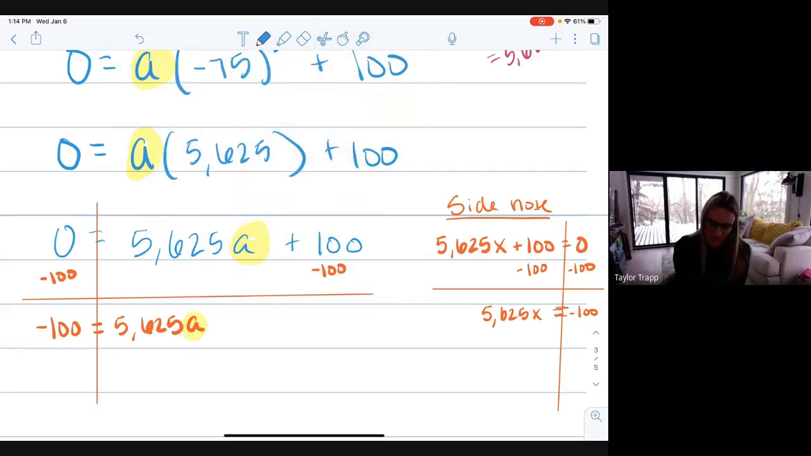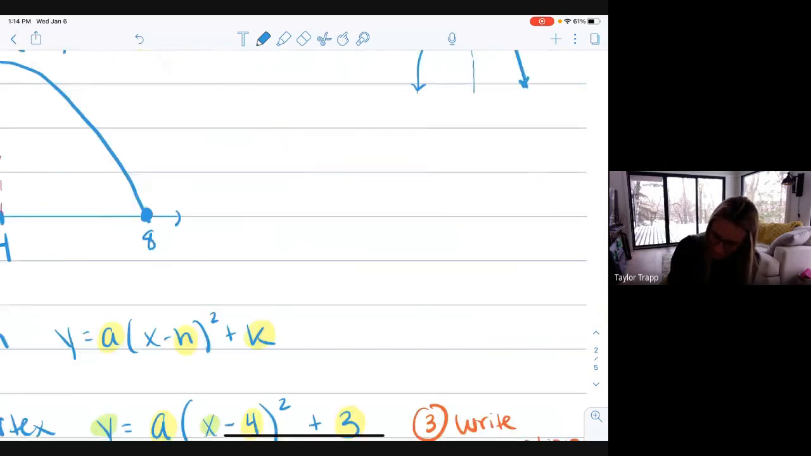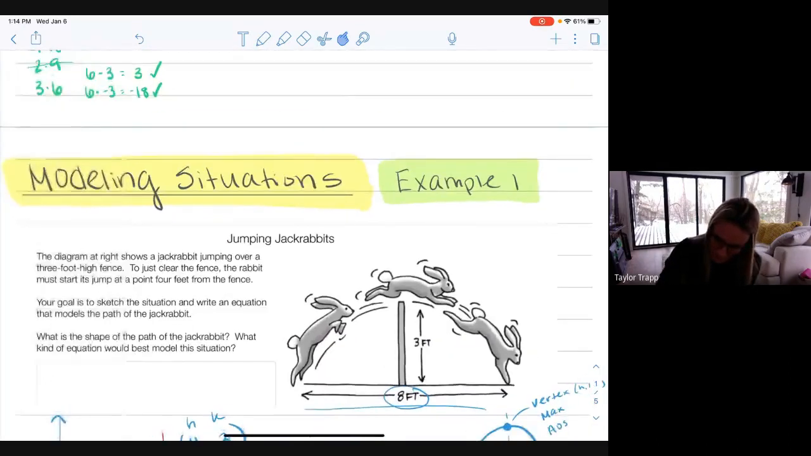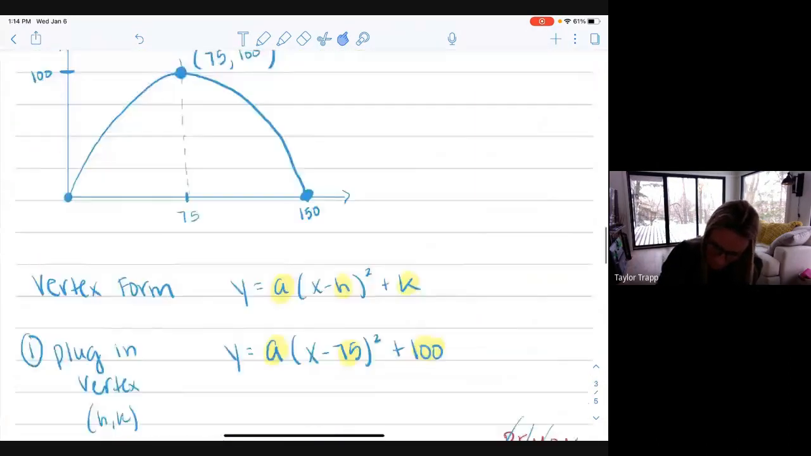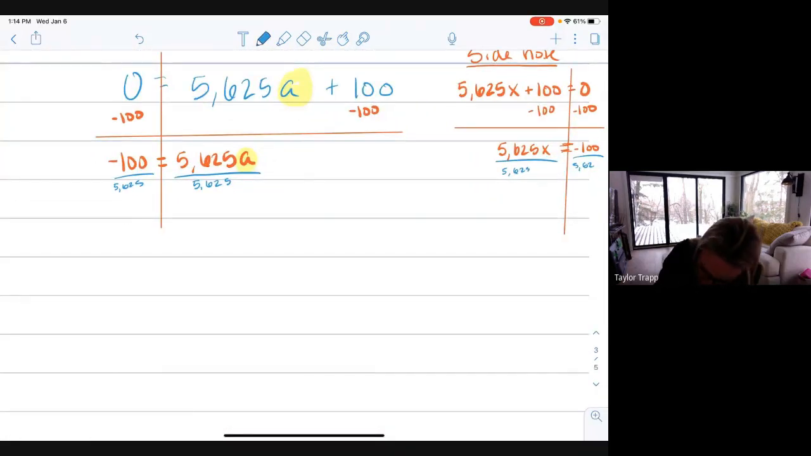And then that last step, to get a by itself, well, it's being multiplied. So to undo multiplication, we have to do division. I'm going to do that all the way around. Okay. All right. And like I said, you're going to get a weird number, and that's fine.